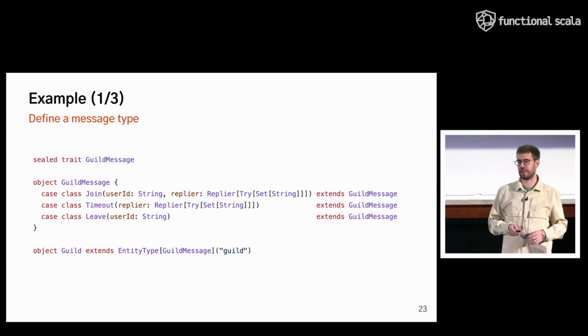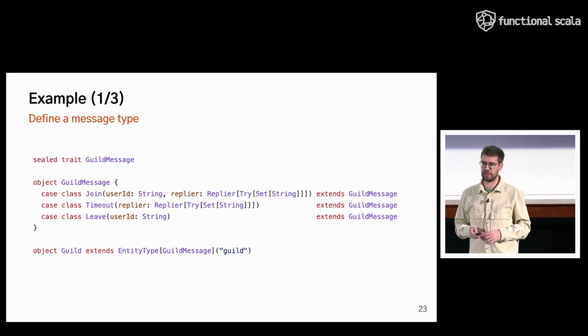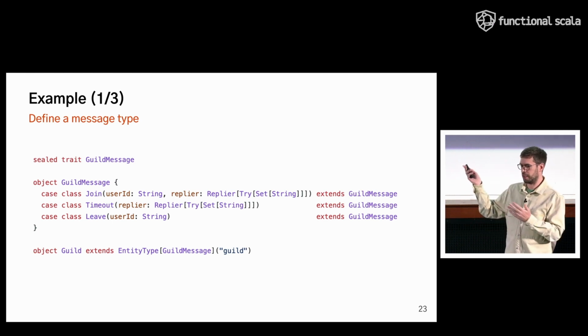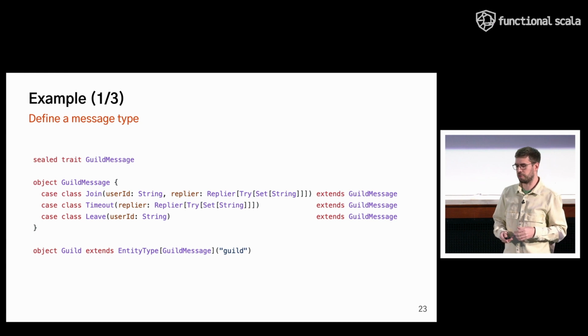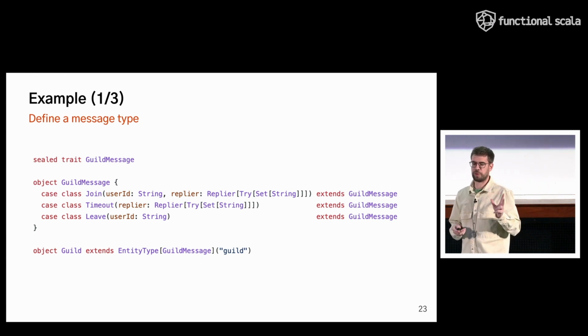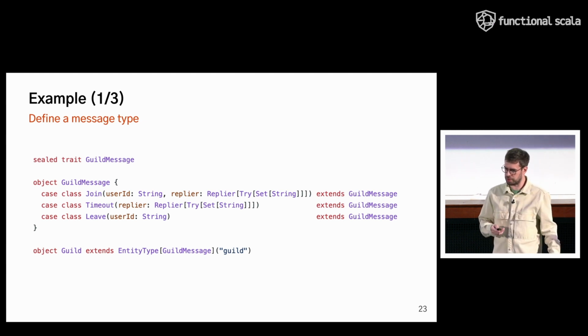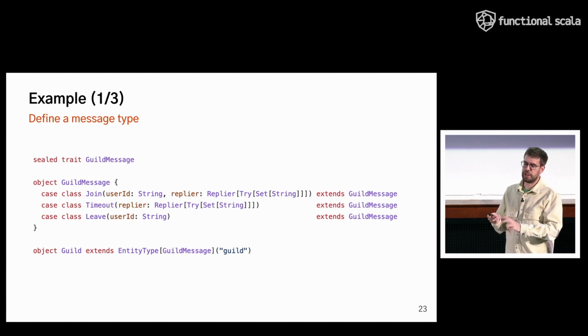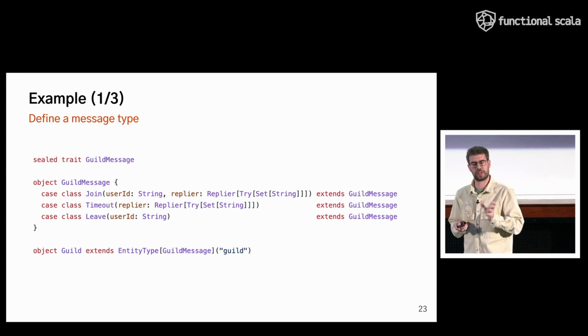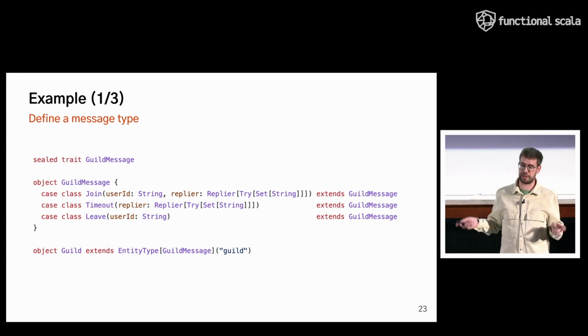Let me show you a simple example of how to use Shardcake in 3 steps. The first thing is to define the message type. That is the message that you're going to send to your entities. So you define a sealed trait. If I keep the guild example that we saw before, you can have 3 types of guild messages: one is join, one is timeout, one is leave. Then you create an object Guild that extends this entity type, and you give it the message type, and a single string that's basically an identifier that needs to be unique across all your entities. That's really simple. That's exactly the same with Akka, by the way.